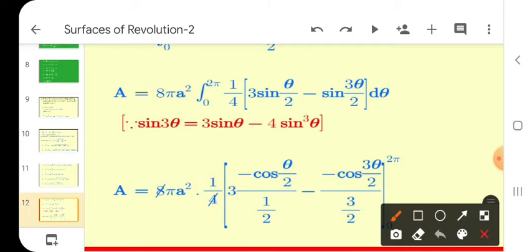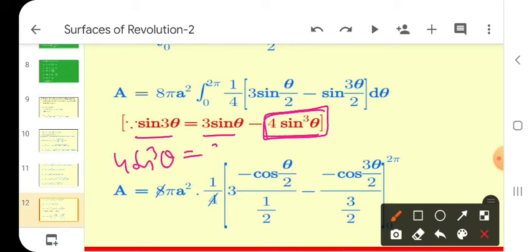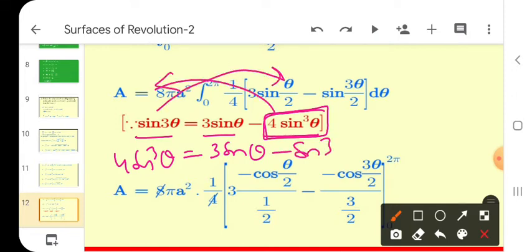What is the sin 3 theta formula? 3 sin theta minus 4 sin cube theta. From this, what is the value of 4 sin cube theta? 4 sin cube theta equals 3 sin theta, I take it to the LHS, this is from the RHS, minus sin 3 theta. But we want only sin cube, so I send 1 by 4 to the RHS. So it became 1 by 4, 3 sin theta minus sin 3 theta.